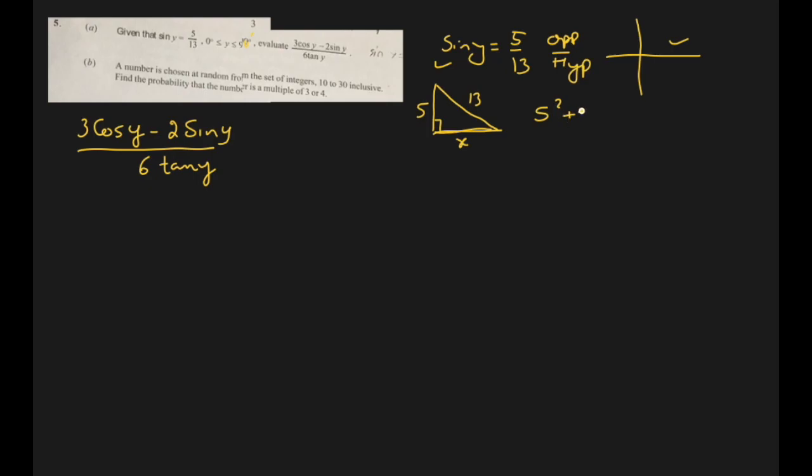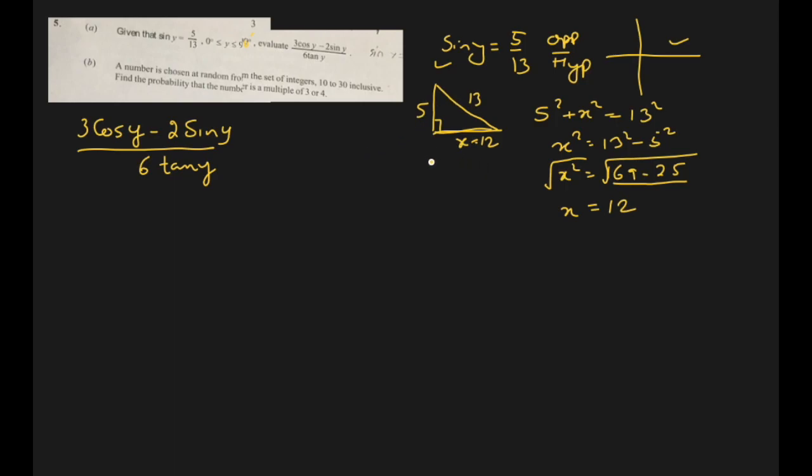5 square plus x square equal to 13 square. So x square is 13 square minus 5 square. x square is 169 minus 25. Square root both sides. x will be equal to square root of 144, which is 12. So x is 12. Now, if this was 5 times something and 13 times something, then that something times 12 is the third one, and we don't want that unknown something, because we are interested in the ratio.